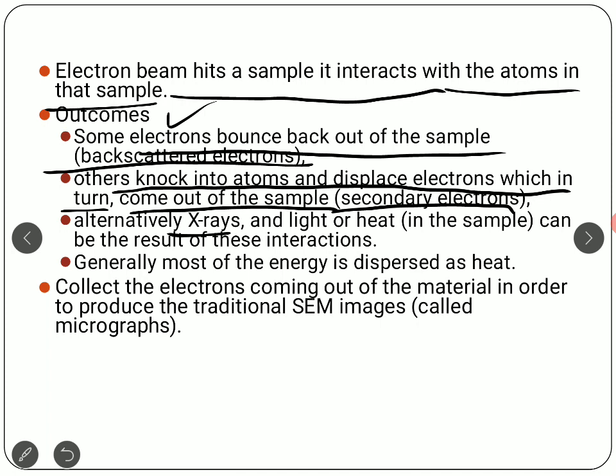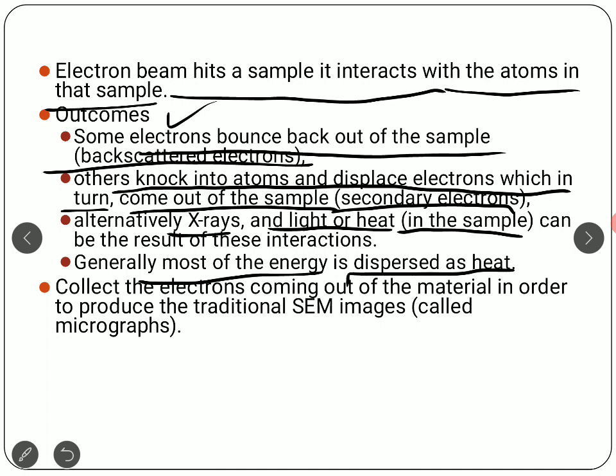So we basically have light or heat in the sample. This is actually the maximum amount of energy which is used from the external source. These are coming out in the form of heat or light, or basically a dispersion. So then we can say that most of the energy that is there, as I said, is dispersed as heat.